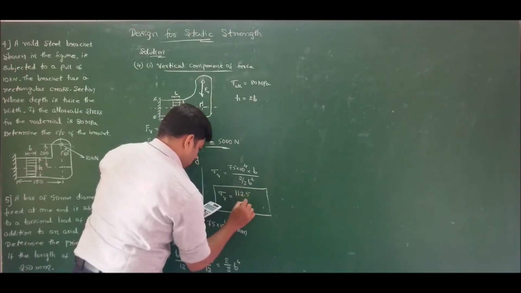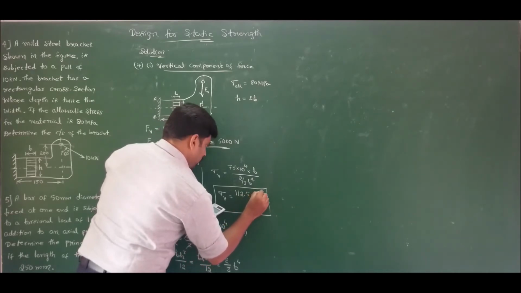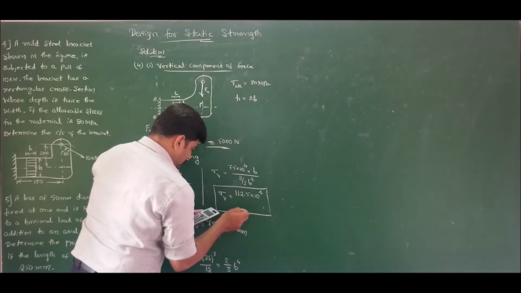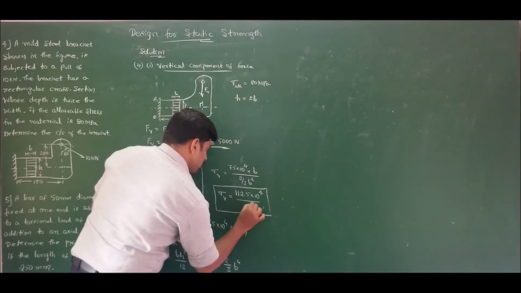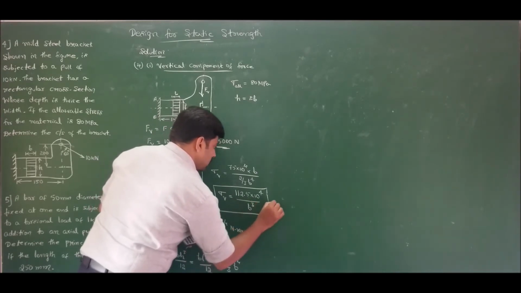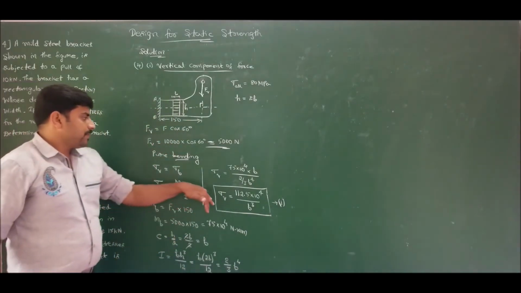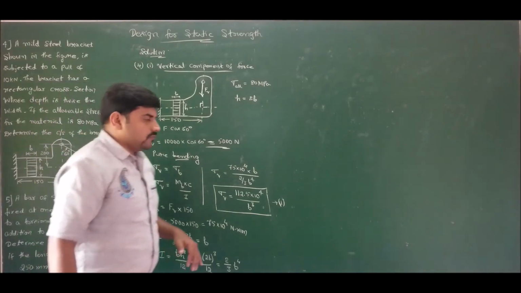So therefore stress induced due to vertical component of force is equal to 112.5 into 10 to the power of 4 divided by b cube. Let us take this as equation number 1. So this is the value of stress induced due to vertical component of force.